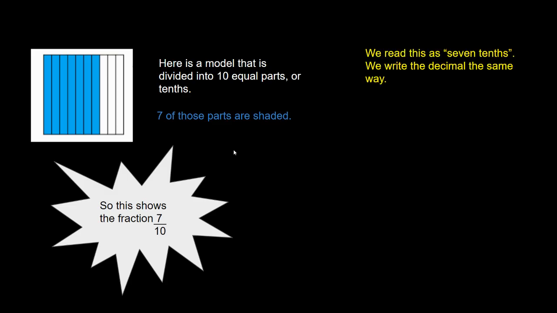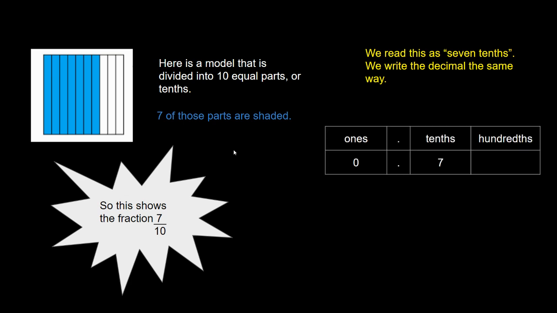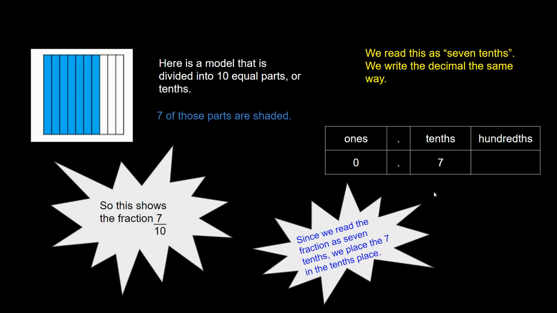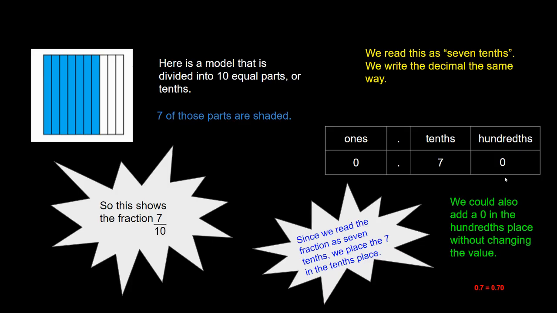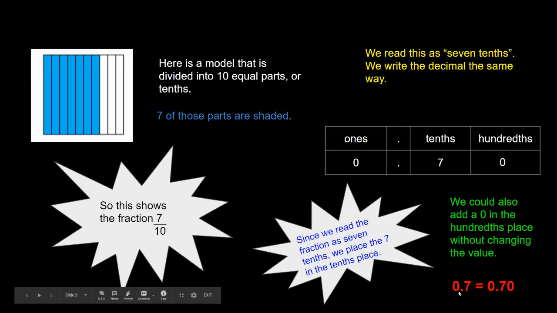We read this as 7 tenths, and we write the decimal in the same way. We want to make sure our 7 is in the tenths place, so 0.7. And we read it 7 tenths. We could also add a 0 in the hundredths place without changing the value. So we could read it as 7 tenths or 70 hundredths. The value is the same, we just read it differently.